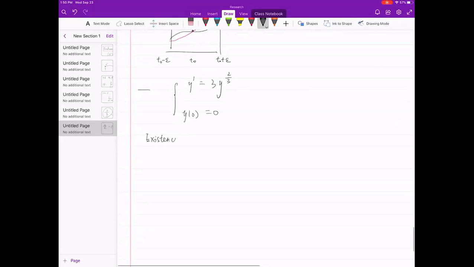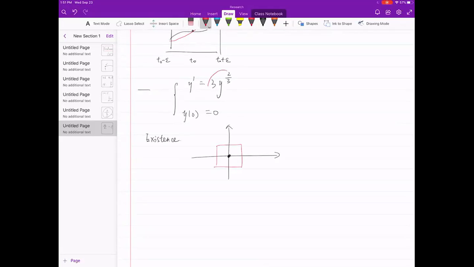Existence. Okay. Well, let's take a small thing. Let's take this one. (0, 0) is here. That's my initial condition. Let's draw a small box here.